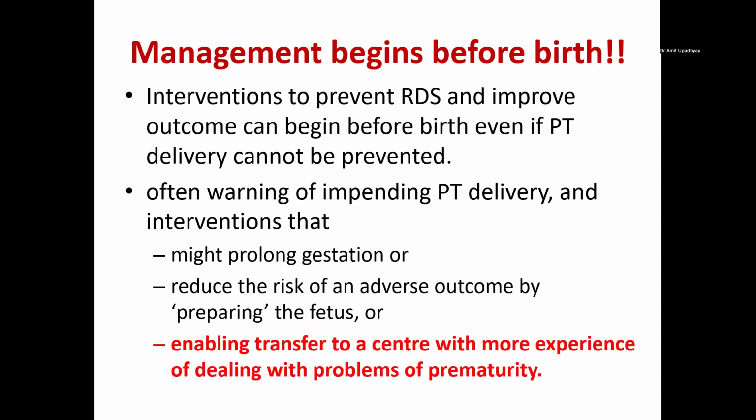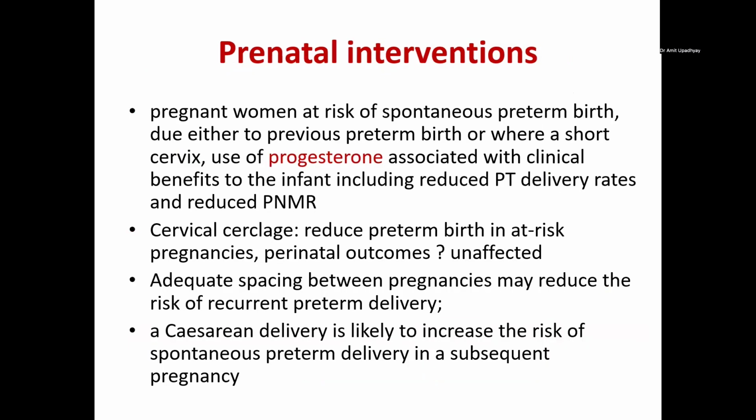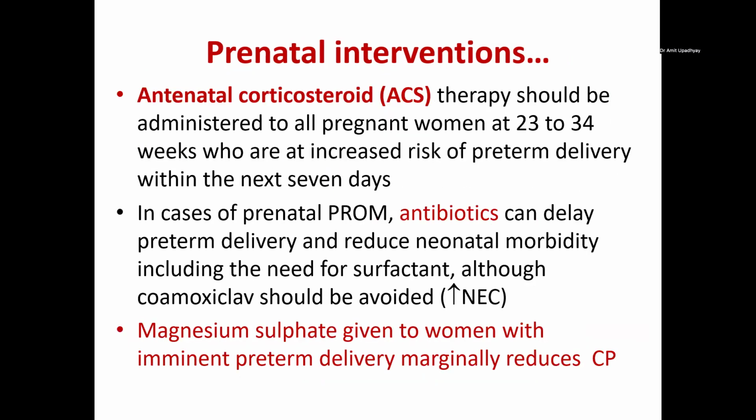Management begins before birth. Interventions to prevent RDS and improve outcome can begin before birth, even if preterm delivery cannot be prevented. So, what do you do for such babies? You give antenatal steroids, a very important drug. It should be administered to all pregnant females at 23 to 34 weeks who are at increased risk of preterm delivery within the next 7 days.